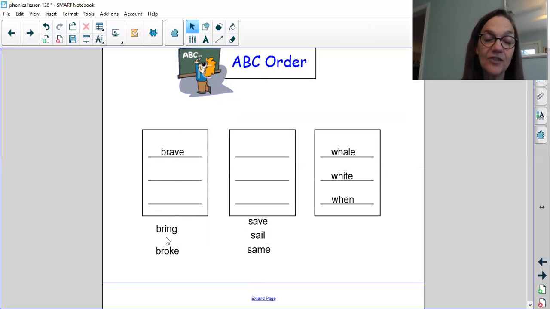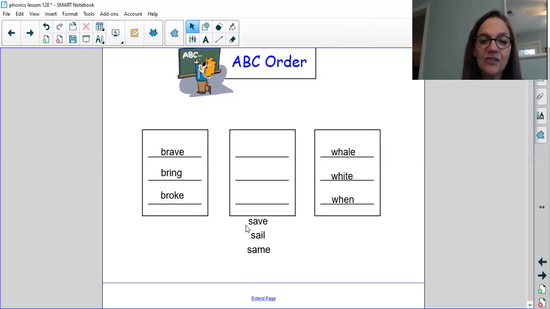Now let's look at the next two words, bring and broke. Which one of these comes next in ABC order, the I or the O? A, B, C, D, E, F, G, H, I. It's the I word, bring. And last would be broke.